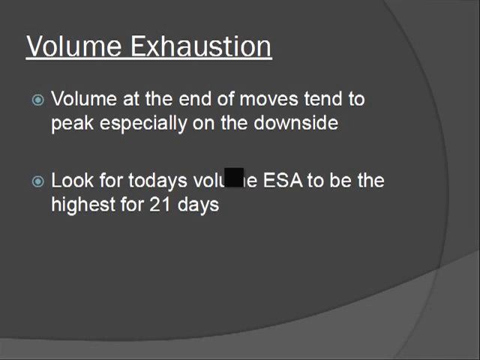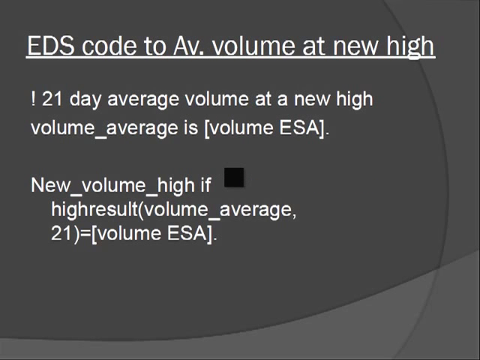So we've got one more to do in here on volume exhaustion. And we saw this in a couple of the examples we looked at. When you get to the end of a move, especially to the peak of a move to the upside, the volume just fades away. So again, I look for today's volume EMA to be the highest for 21 days as a good indication, because volume spikes on their own, there's just too much noise. So go back down and look at the 21-day average of it, and wait for that to reach a particularly high level. Here's some EDS code for that.